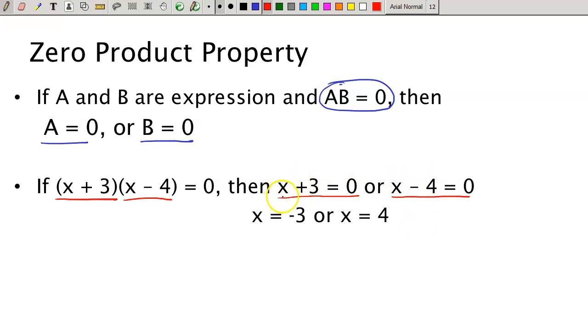So we can basically set up these two situations, set them both equal to 0, and say one of these has to be true. And there's two little equations then that we can solve, because if I subtract 3, I can get x equals negative 3, or I can get x equals 4. So this is the zero product property, and we're going to use that to solve equations.